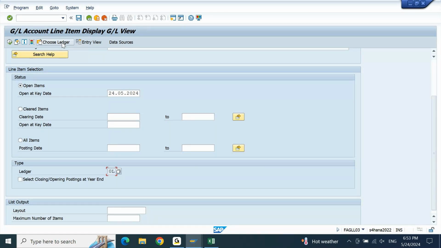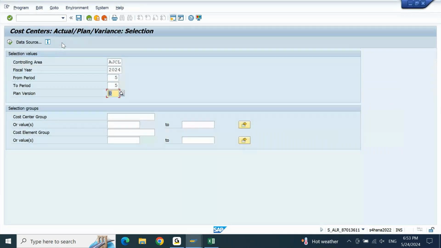Similarly, in CO, data is coming by default from the standard version 0. If you have any other different planning requirement, create additional plan versions like 0. You can create any single digit version. At that level, you create your planning and you can pull the data from there.